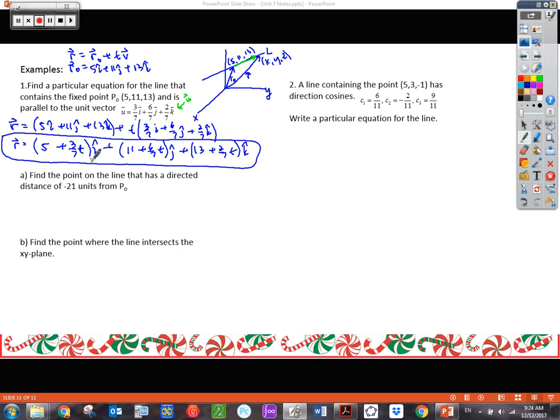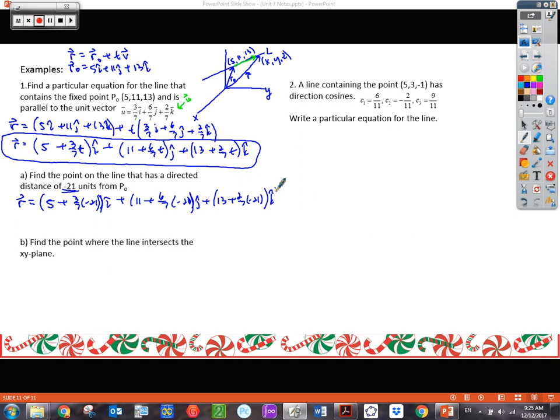It's a distance, so really all I have to do is substitute or plug in a -21 for each t, and that's going to give me the exact vector that would point to that point. All right, so my vector R, because we're working on -21 units away from P naught, would be 5 plus 3/7 times -21 i plus 11 plus 6/7 times -21 of j plus 13 plus 2/7 times -21 of k.